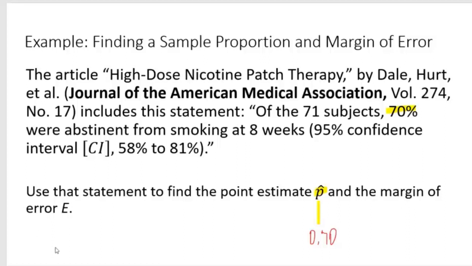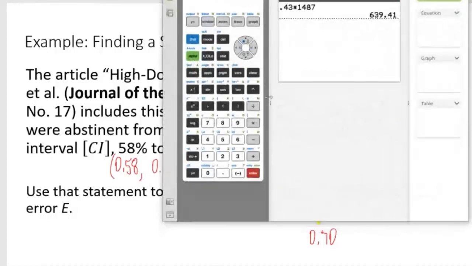Now find the margin of error. It says the confidence interval is 58% to 81%. So let me just change that to the decimal. 58% to 81%. Now this one's going to come off like to a 0.5 and have to round, but I'm going to bring up the calculator and we'll do that again.